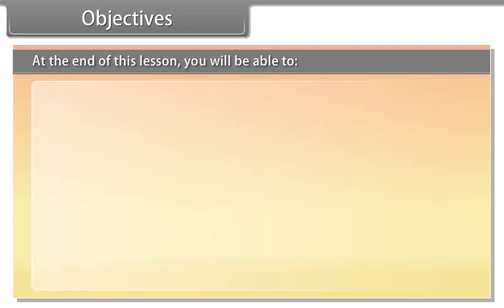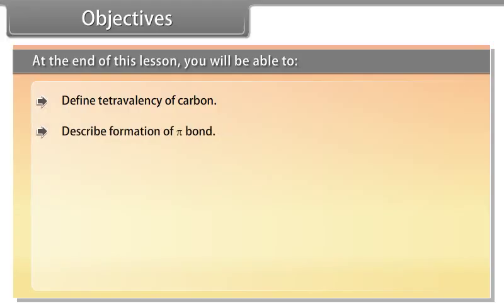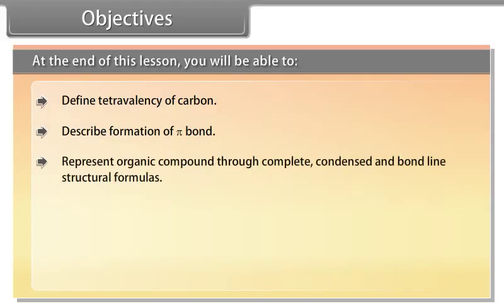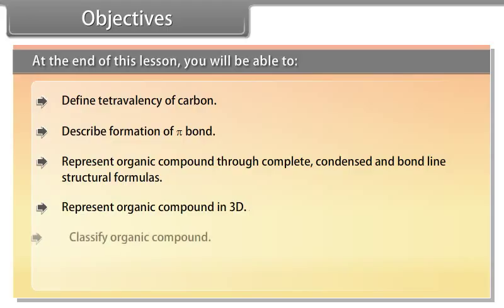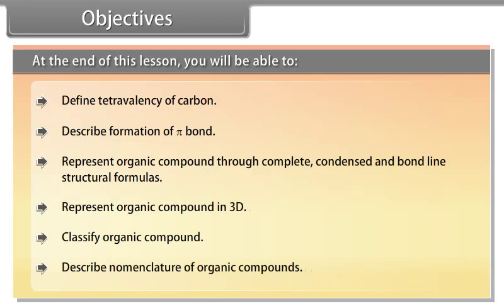Objectives. At the end of this lesson, you will be able to define tetravalency of carbon, describe formation of pi bond, represent organic compound through complete, condensed and bond line structural formulas, represent organic compound in 3D, classify organic compound, and describe nomenclature of organic compound.